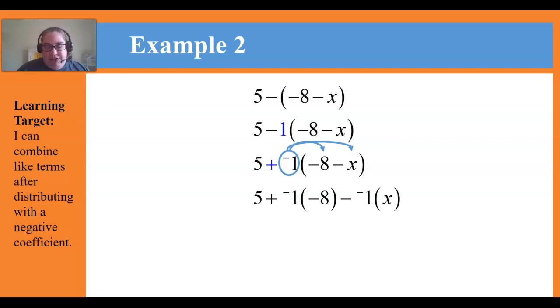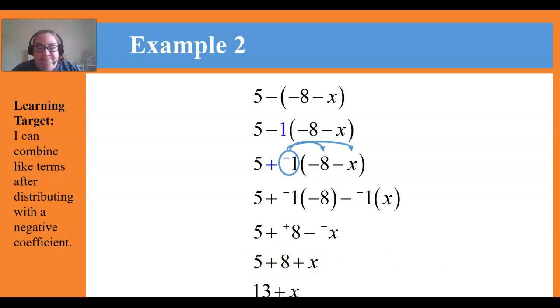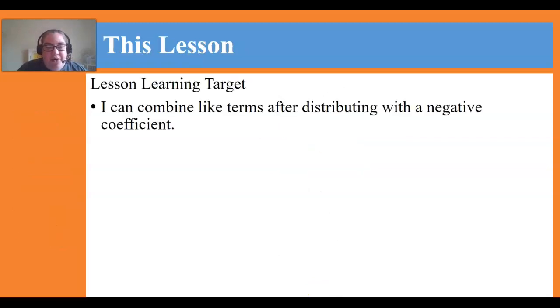Next step is to perform all of my multiplications. So a negative times a negative is positive, and then negative 1 times positive would be negative. Again, I'm going to clean stuff up. What this really is just 5 plus 8, and then minus a negative is just plus. So 5 plus 8 plus x, and we get 13 plus x as our final answer. So these were two examples of how we would combine like terms after distributing with a negative coefficient.